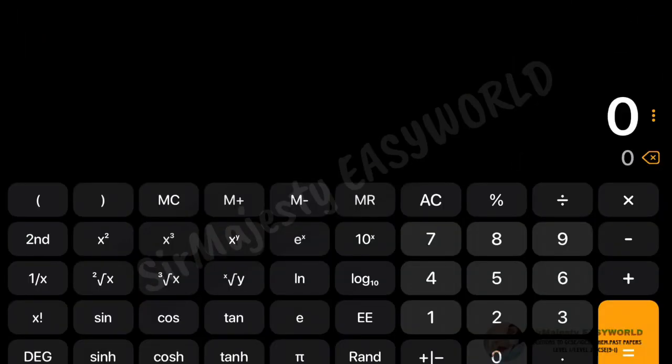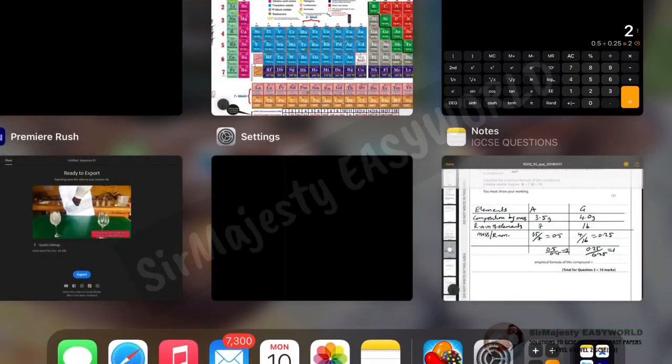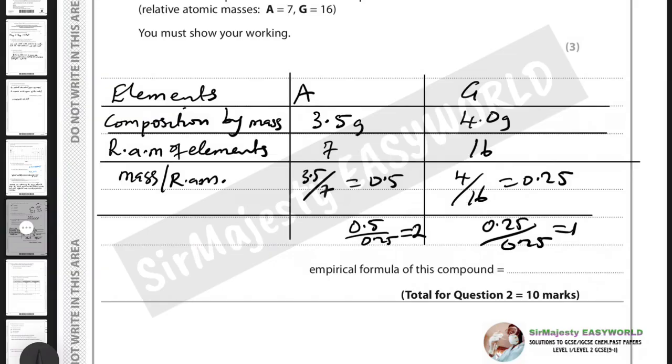We have that 0.5 divided by 0.25 is 2. So we have 2 here and 1 here. Therefore, the empirical formula of this compound is, under A, our answer was 2.